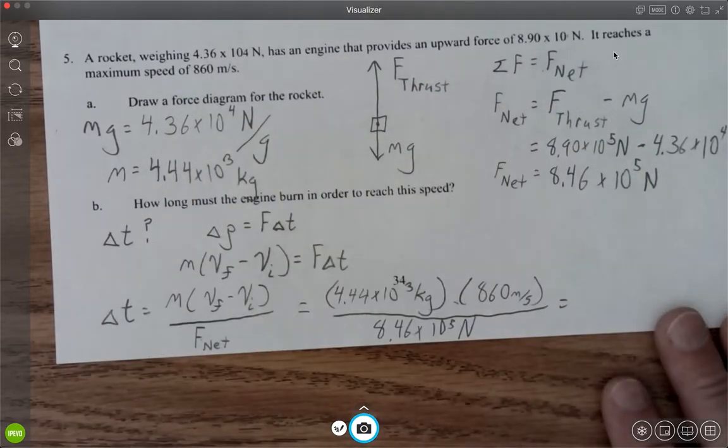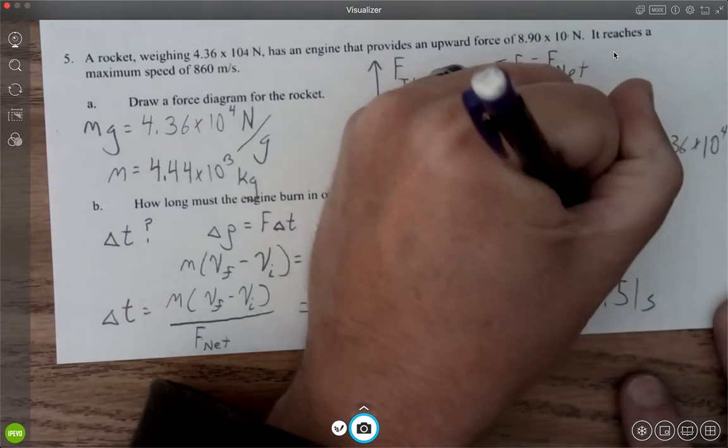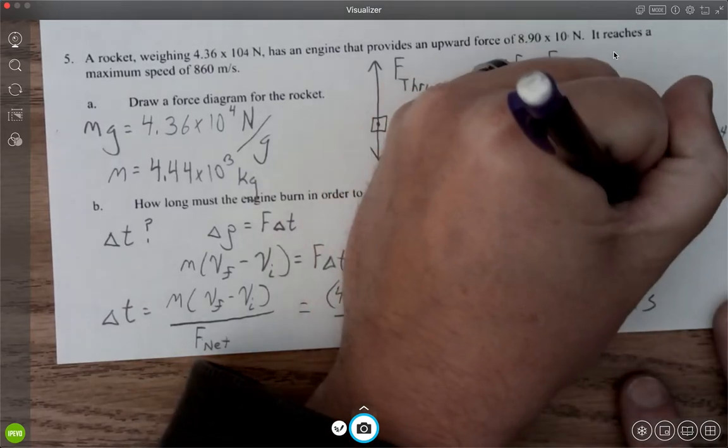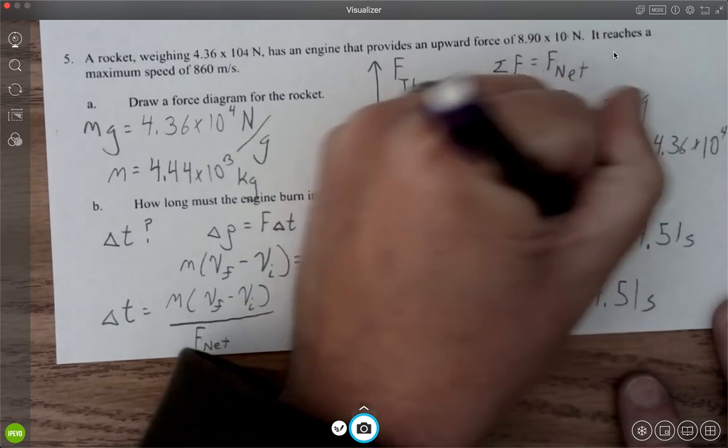And this will give us around 4.51 seconds. So the time to burn this rocket engine would be about 4.5 seconds.